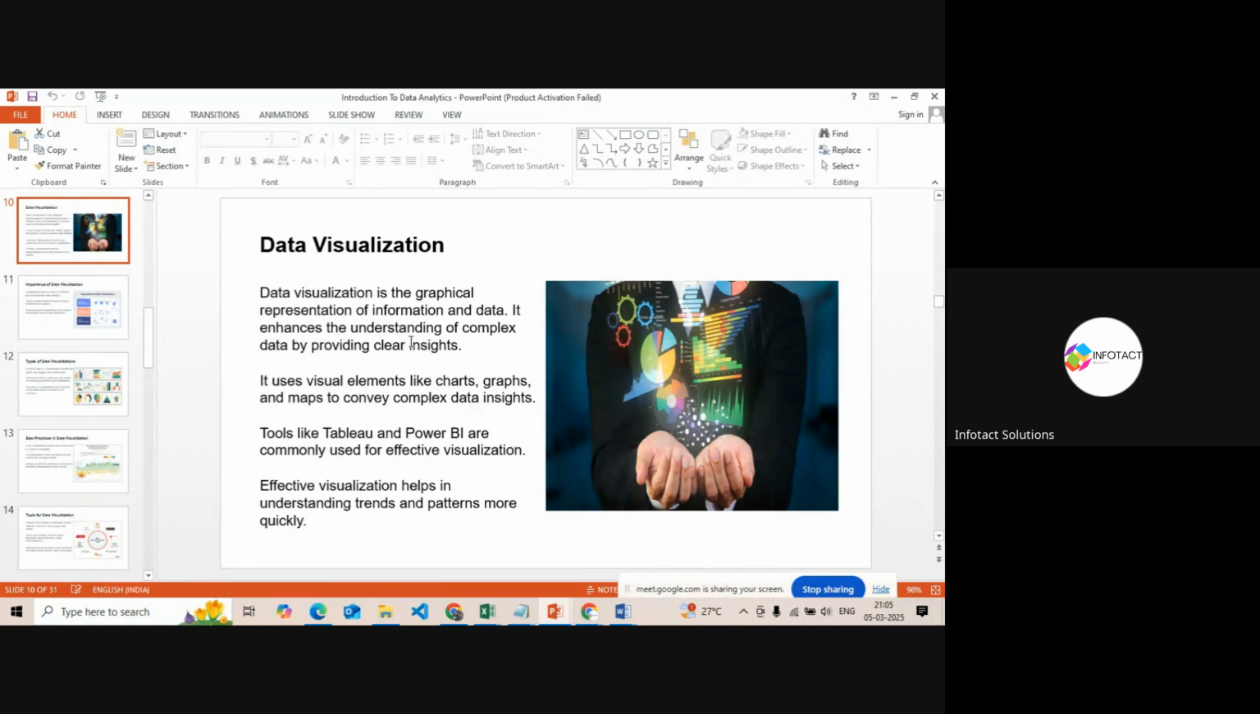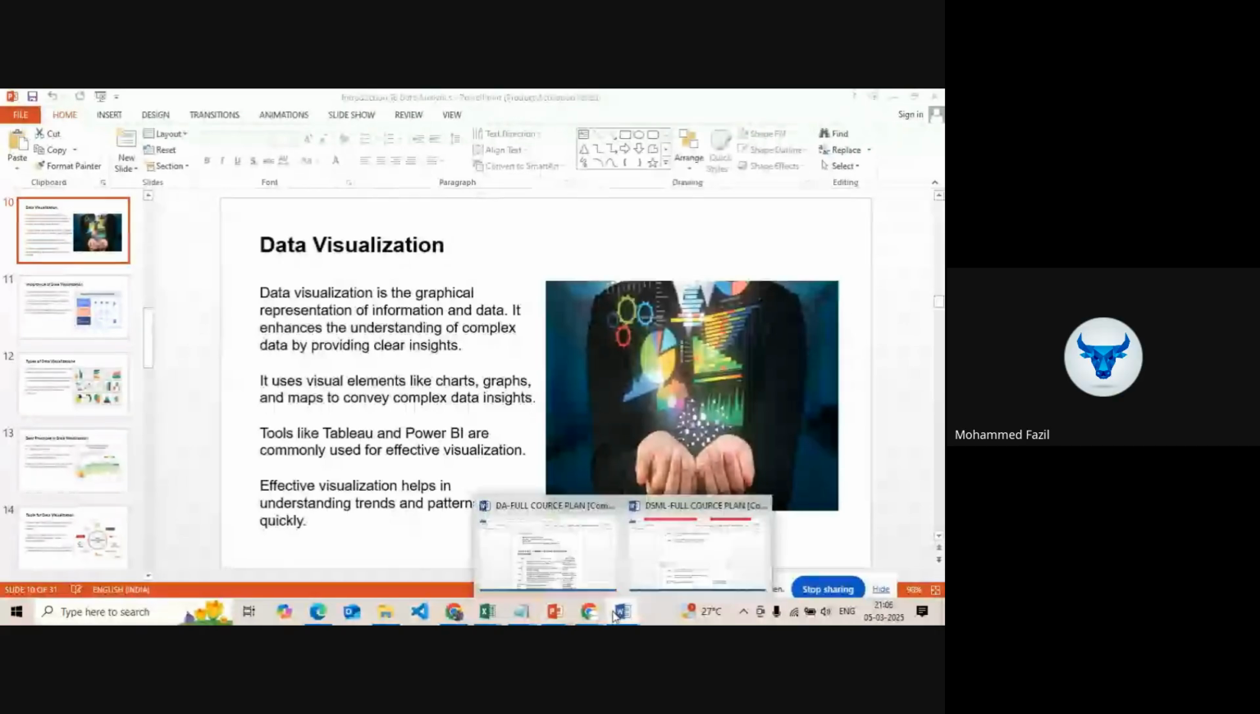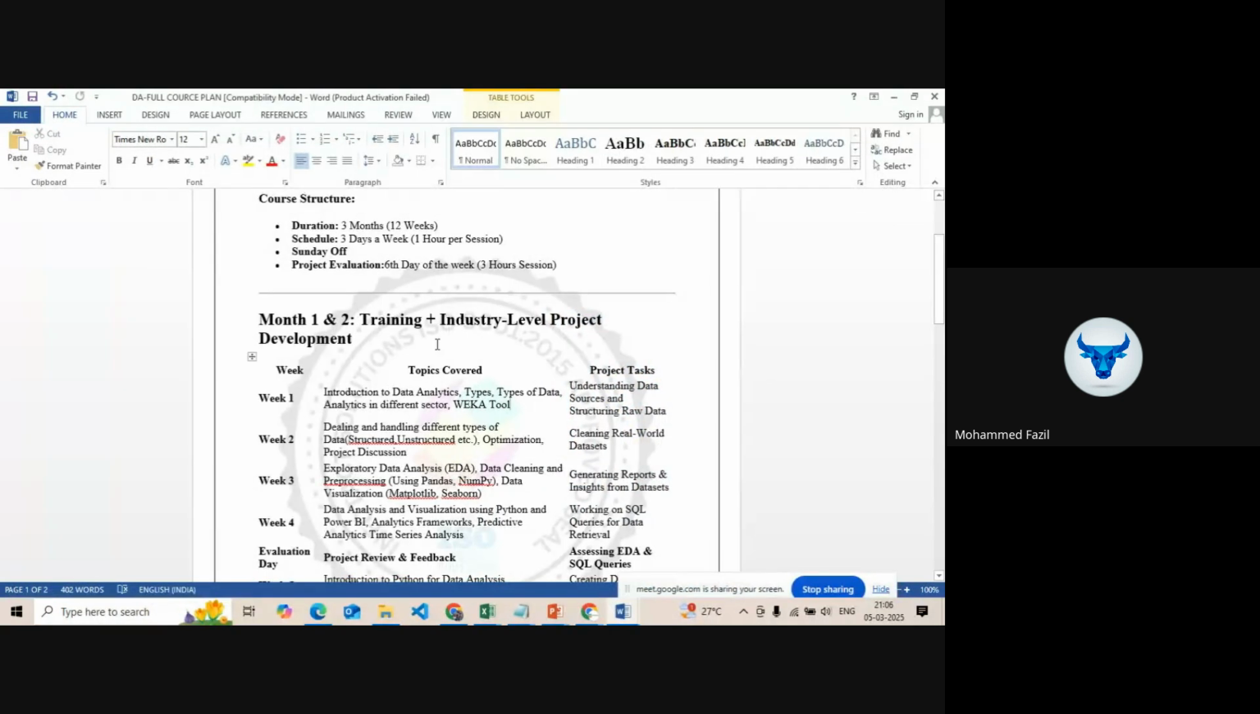So when it comes to data analytics, here we are examining raw data to find trends, patterns, and insights that support decision making. It may involve data collection, cleaning, processing, and applying statistical and ML techniques to extract valuable insights. Data visualization is the graphical representation of information and data, and it helps in understanding complex data sets quickly by using elements like charts, graphs, maps, and dashboards. Right? So here one thing we added: types of data.